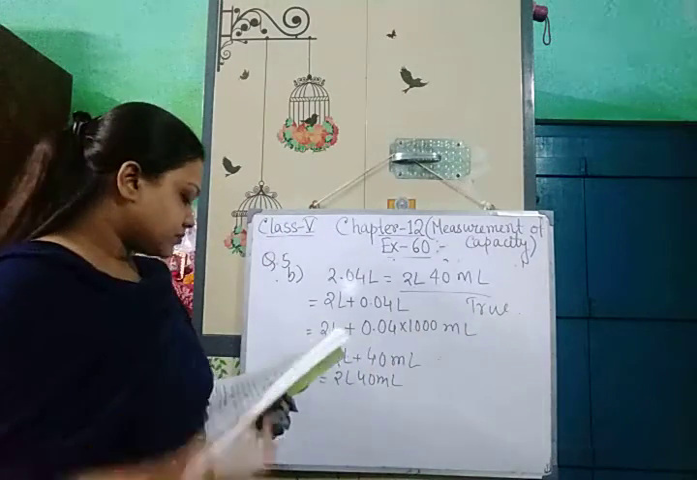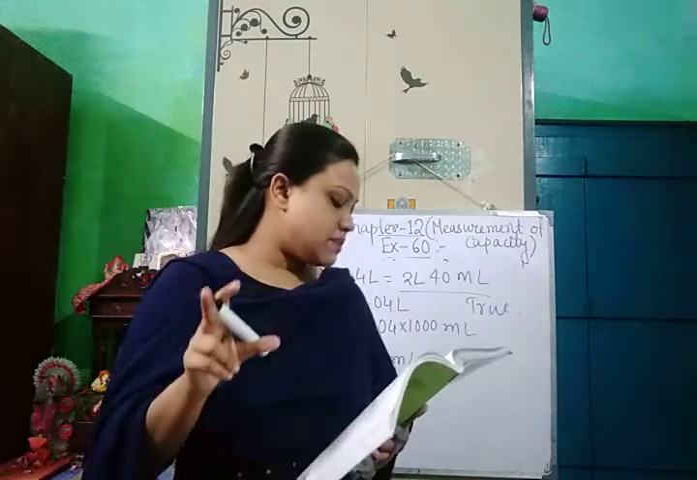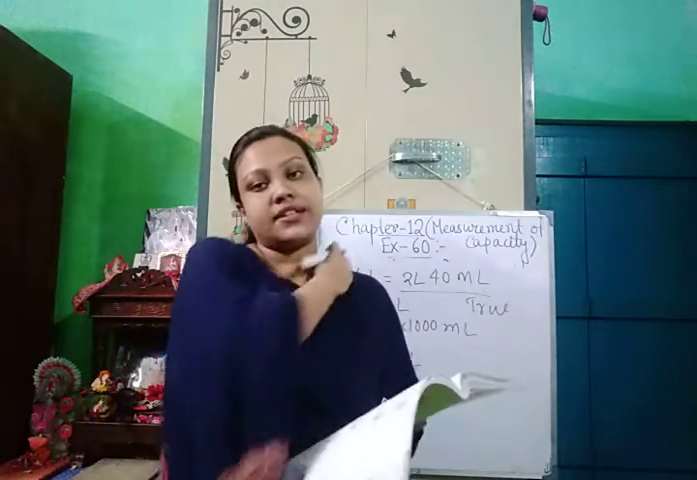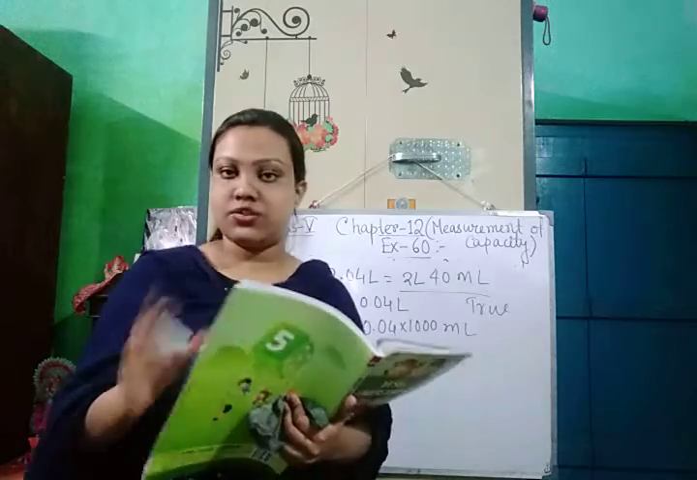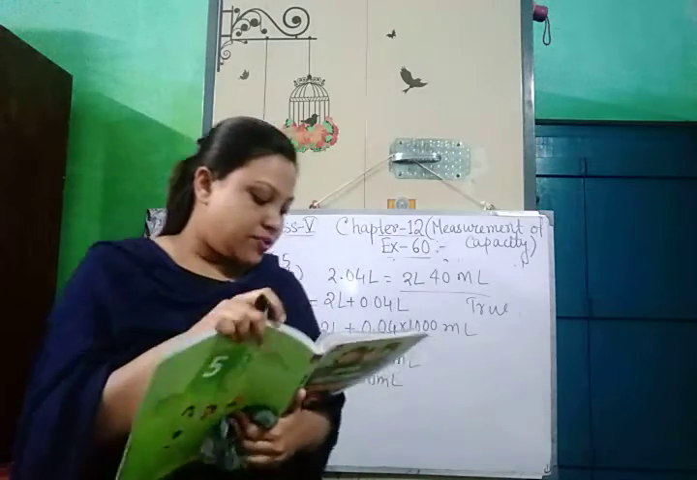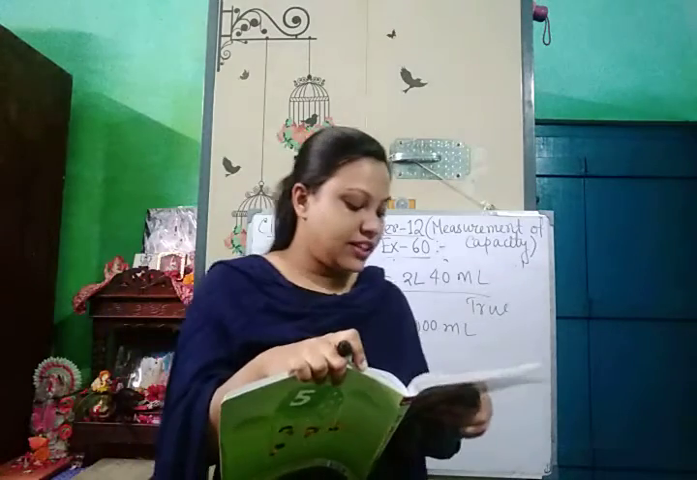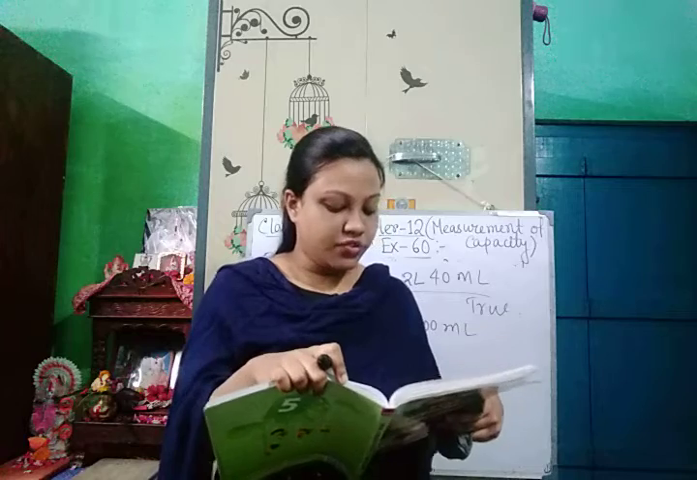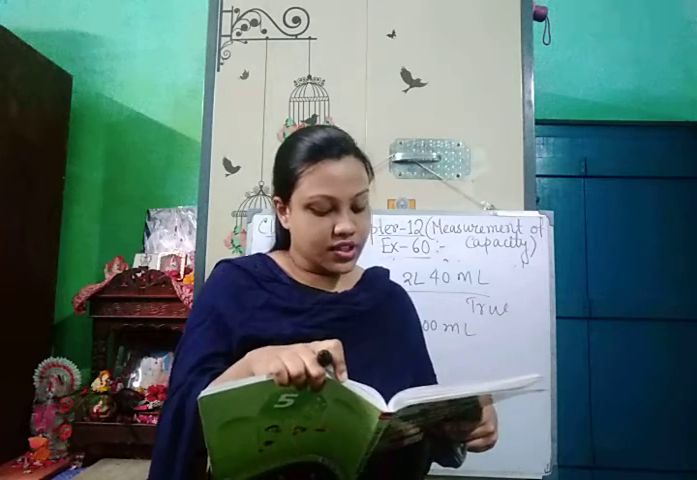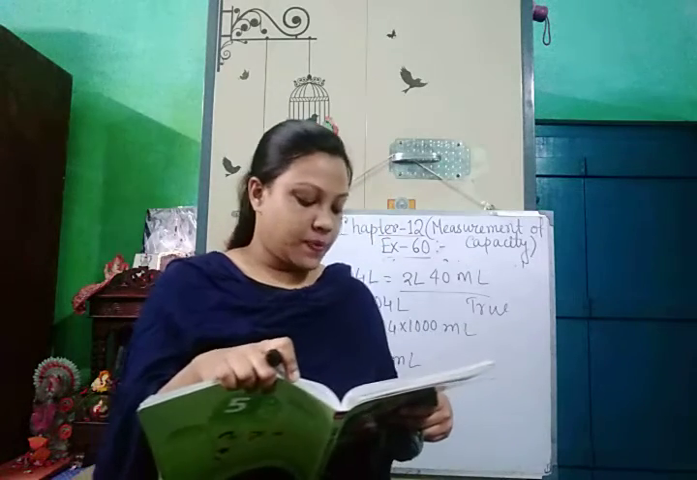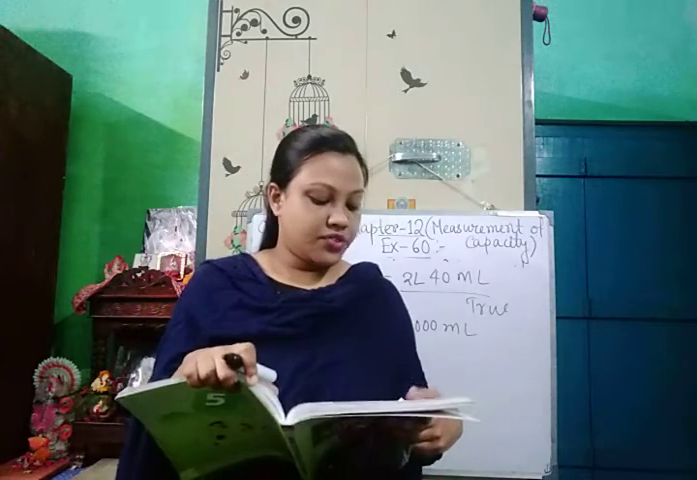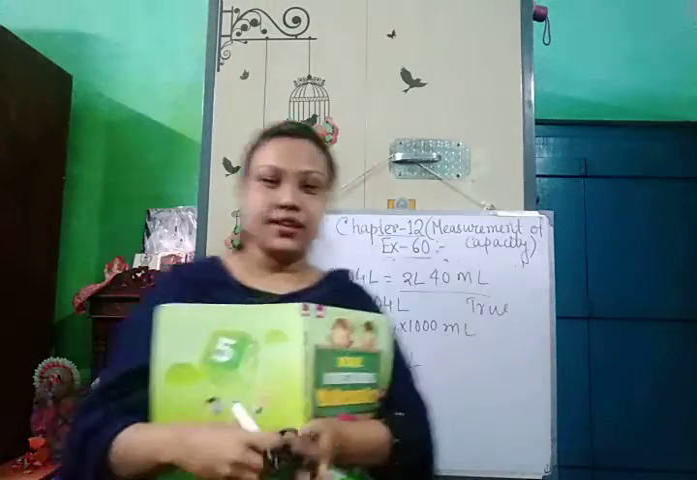Next, two sums are there. You will check them by the same process which I have done in these two sums. Now I am going to question number 6. Fill in the boxes to find the number of containers used, and the first one is done for you. So we will start from question number 6b.